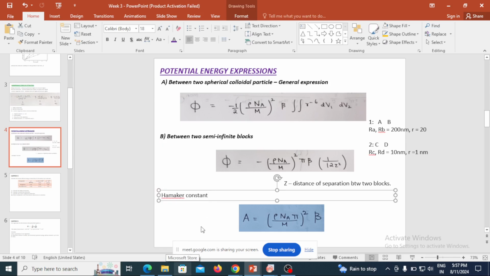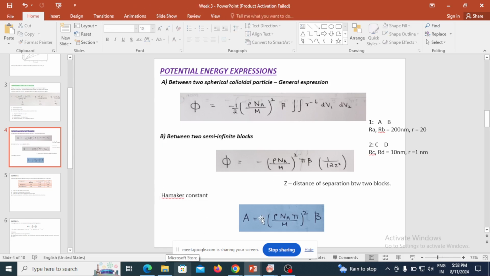This has a lot of importance within colloids and interfaces or surfaces. So this expression is very important, and I would like you to also go through and check what could be the physical significance of this Hamaker constant, and we will discuss this in more detail in the next live interaction session.